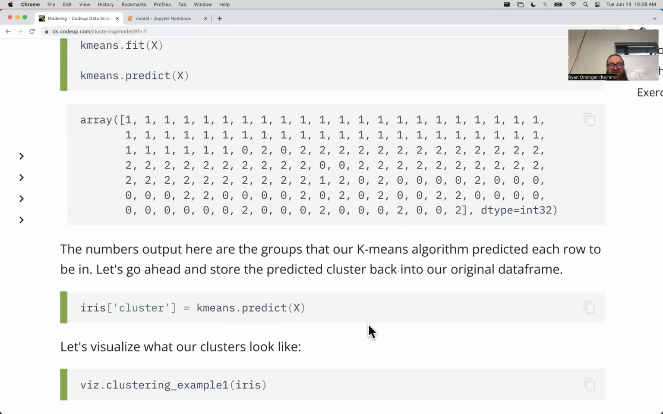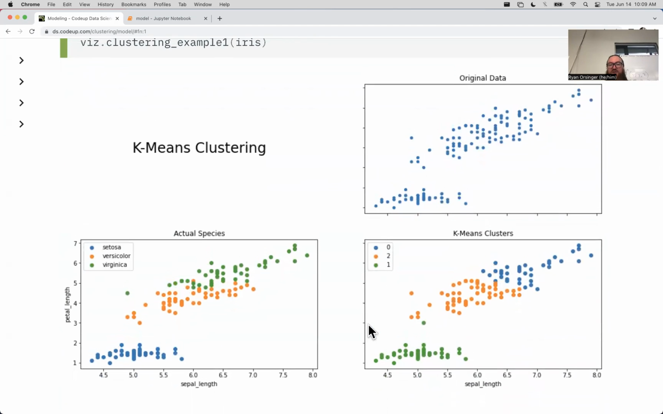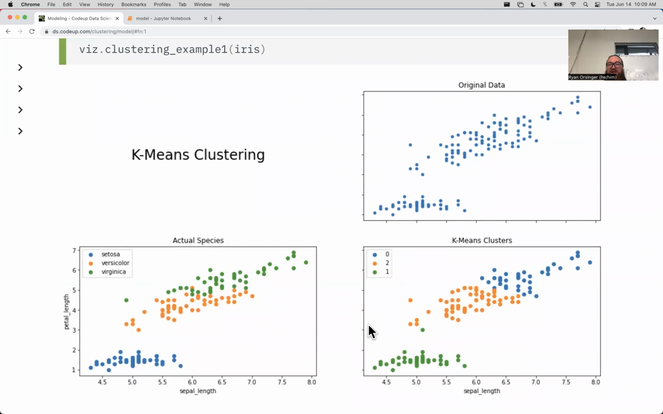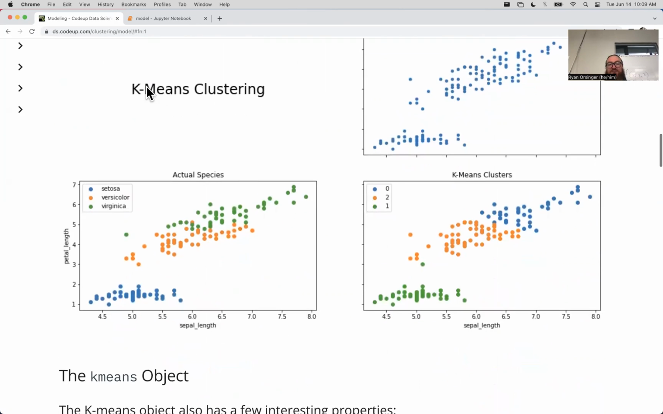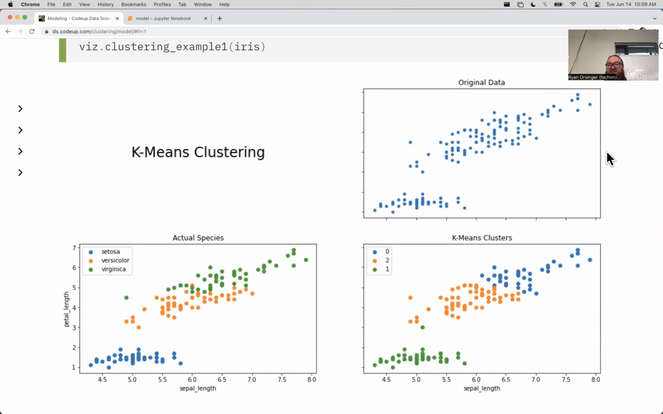K-means.predict gives you back that prediction number. And then we can plot this out. By making the cluster number its own column, we could then visualize the original data on the upper right-hand side, breaking out by actual species by the hue. And then in the lower right, the K-means cluster, check out the legend right there, the 0, 1, 2, those are the cluster numbers. And isn't that interesting that some of the clusters just so happen to line up with species?